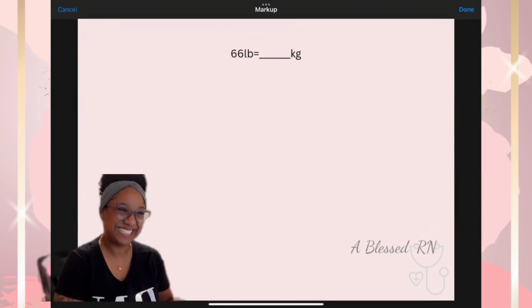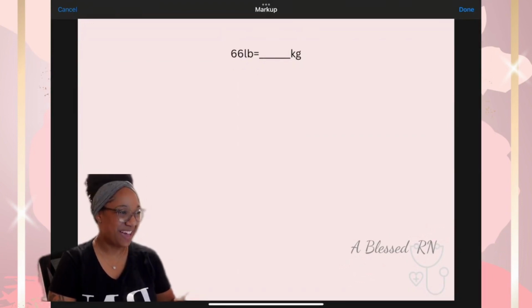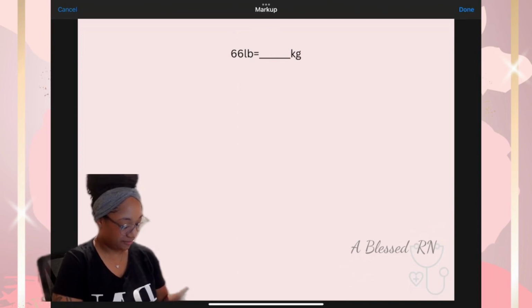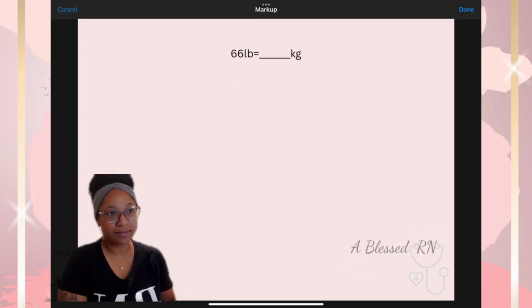All right, 66 pounds is how many kilograms? For this one, I don't have a little cute trick. We just know that 2.2 pounds is in 1 kilogram.